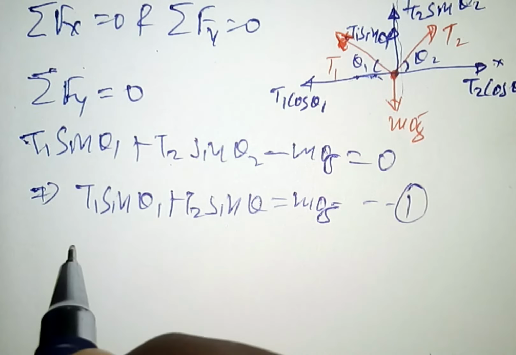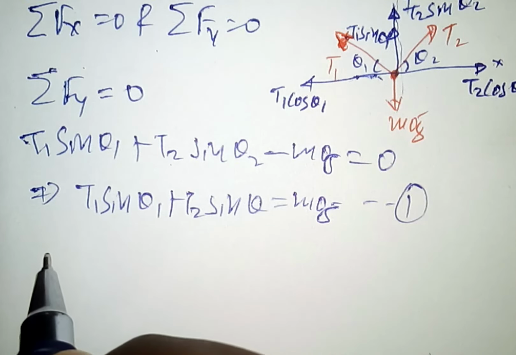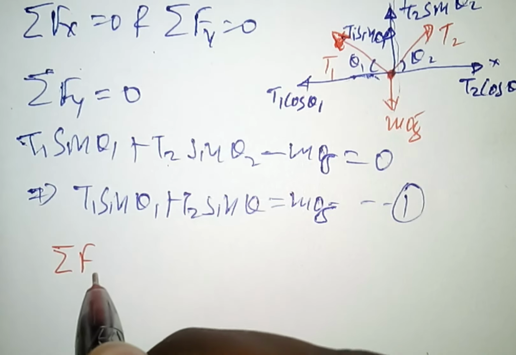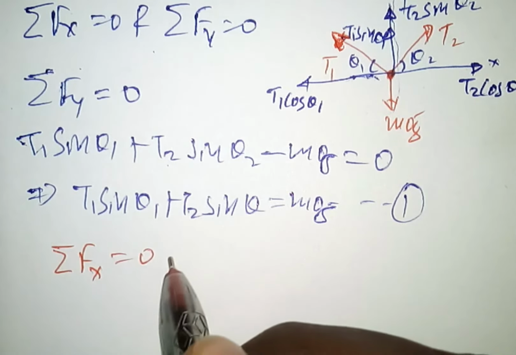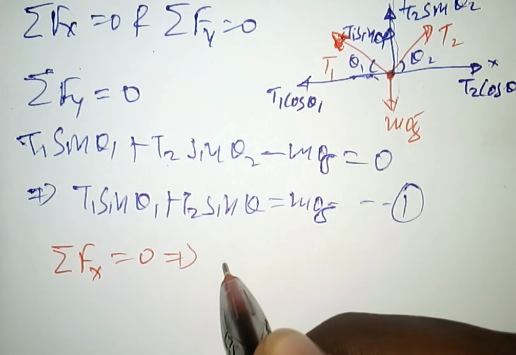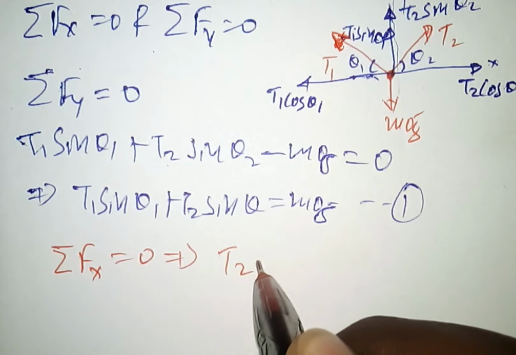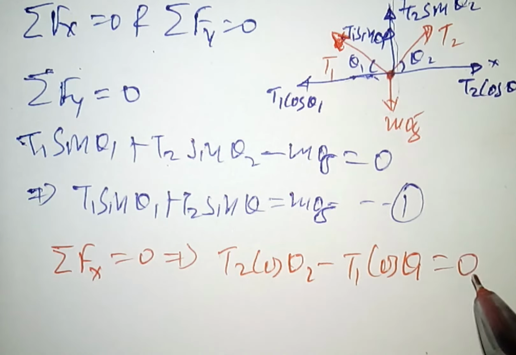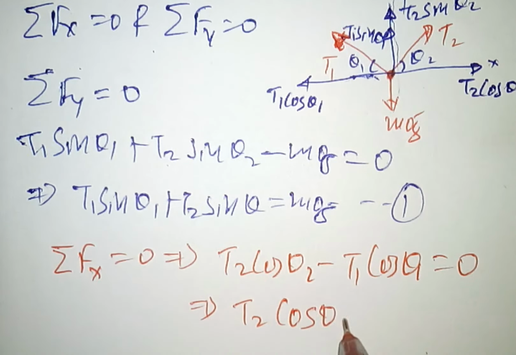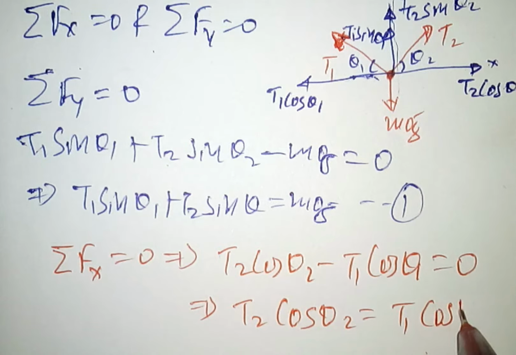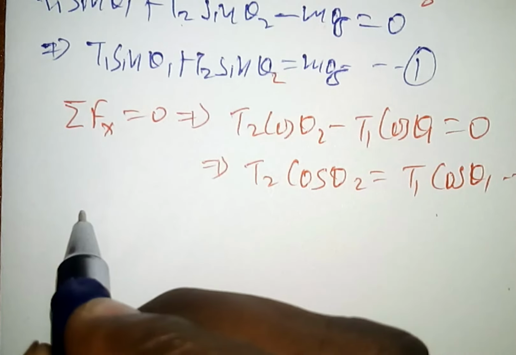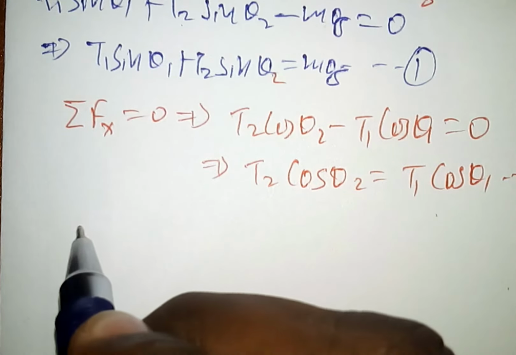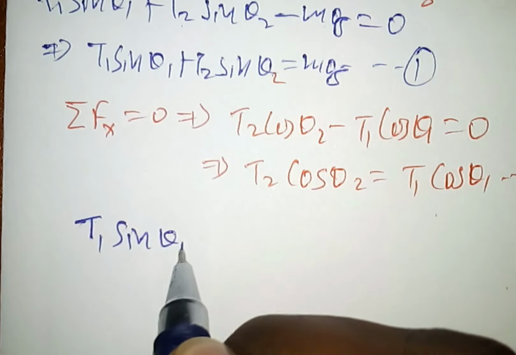And the second equation is from the sum of the forces acting along the x-axis, from the components of the force acting on the x-axis, which sum is equal to 0. Then we can see that T2 cos theta 2 minus T1 cos theta 1 is equal to 0. If we rearrange, T2 cos theta 2 is equal to T1 cos theta 1. This is equation 2.